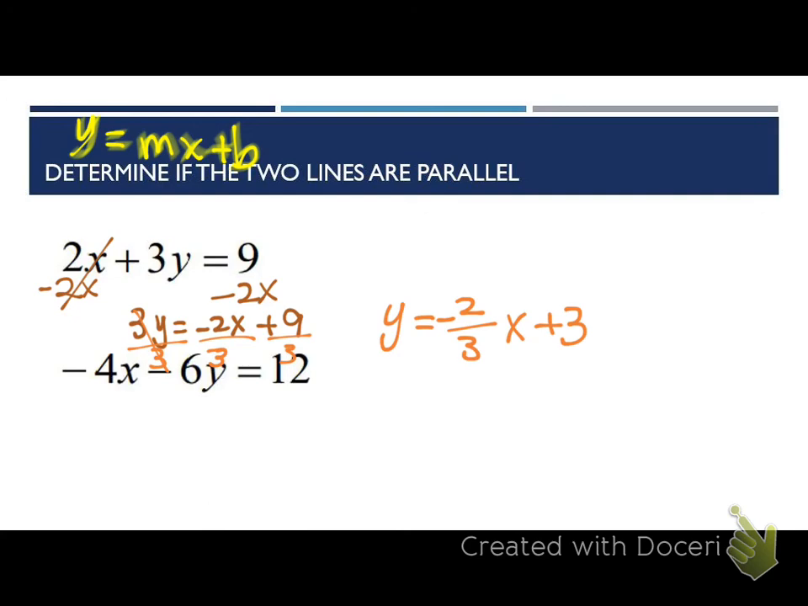So what is the slope of the first line? Negative 2/3. So you need to figure out what the slope of the second line is by doing the same thing. You need to solve for y equals mx plus b. I'll give you a second to do that. More than a second, obviously. And then decide if they're parallel.